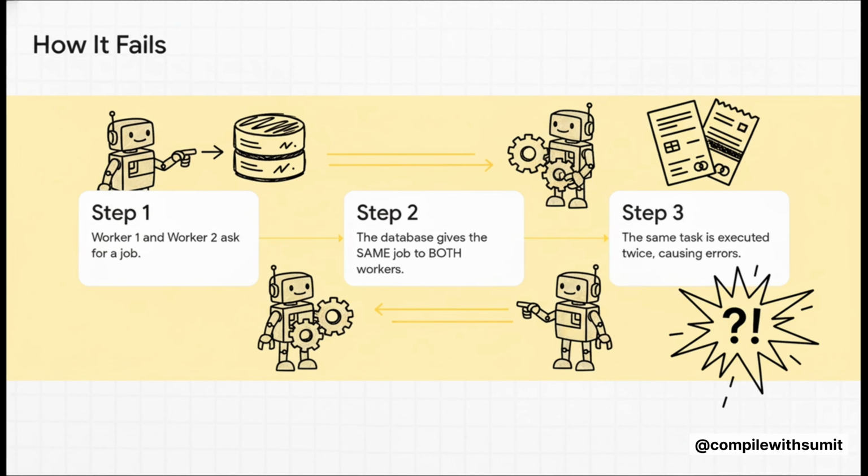Worker 1 asks for a job. At the very same microsecond, Worker 2 asks for a job. The database looks, sees a job with a status pending, and just hands the same job out to both of them. And just like that, you're processing the same job twice. This could mean sending a customer 2 identical emails, which is annoying. Or it could mean charging their credit card twice, which is a total disaster.